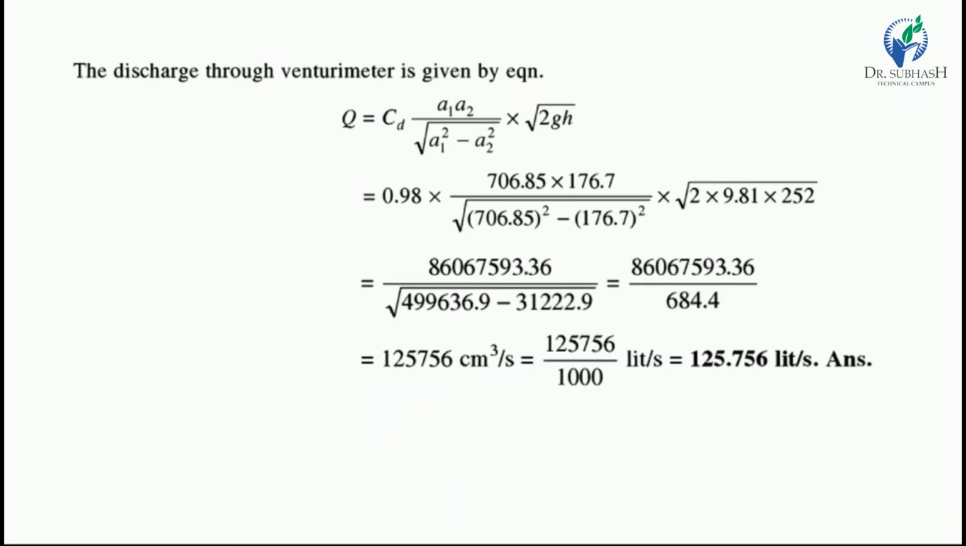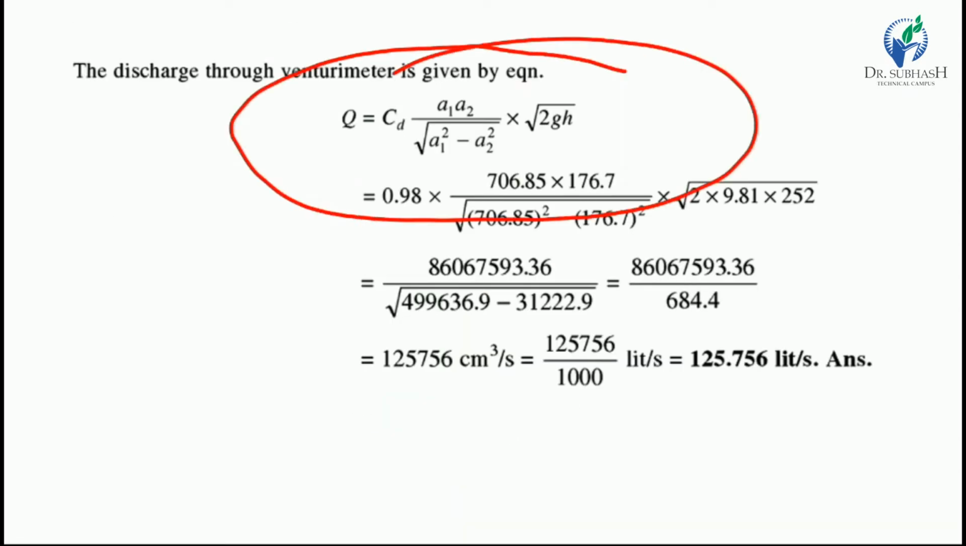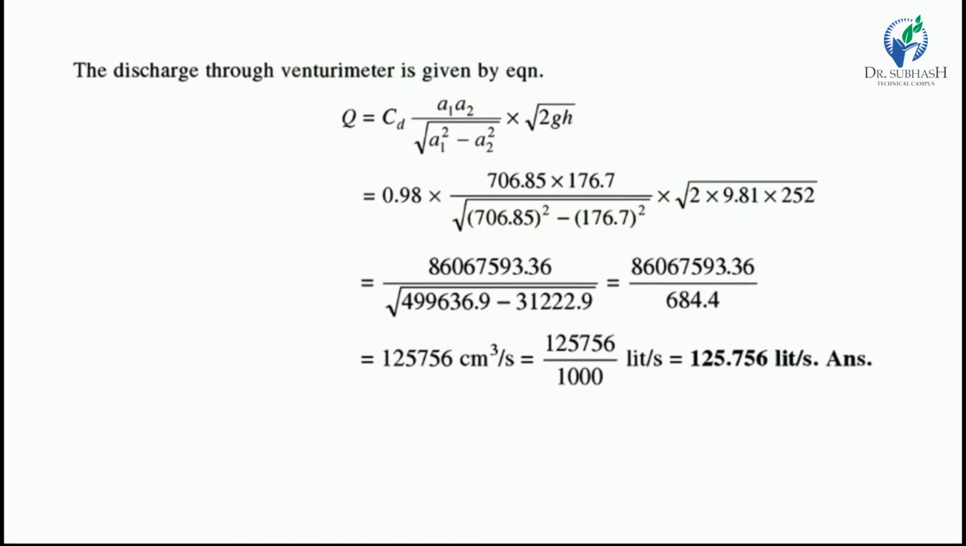Now we know the discharge equation of the Venturimeter: Q is equal to Cd A1 A2 upon the square root of A1 squared minus A2 squared, into the square root of 2 g h. We have the values of all the elements in this equation: Cd, the area at section 1, the area at section 2, and we have also found the value of h. So put in the values of all elements and we find the value of the discharge.